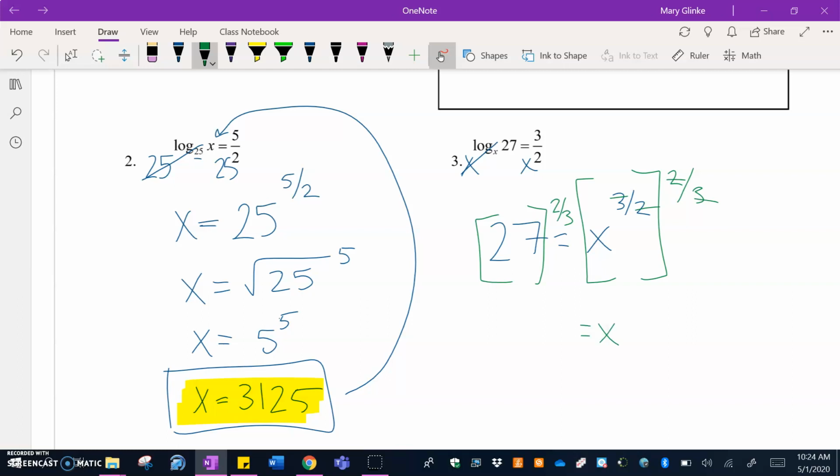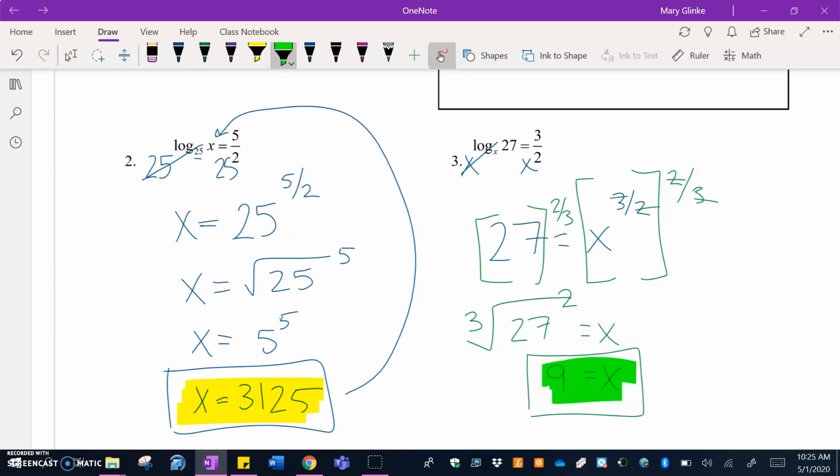I'm just left with x now on the right-hand side. I can take the cubed root of 27 and square it. Cubed root of 27 is 3, and 3 squared is 9. So overall, plugging that back in, just making sure that makes sense. Log base 9 of 27 equals 3/2. That works out. We are good to go.